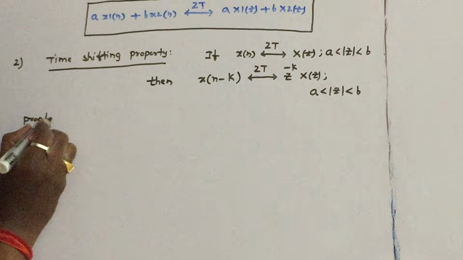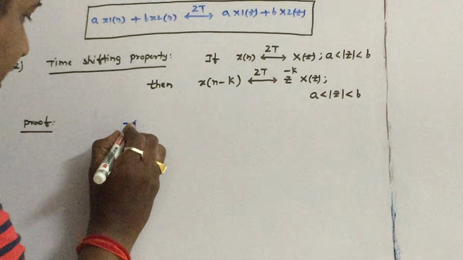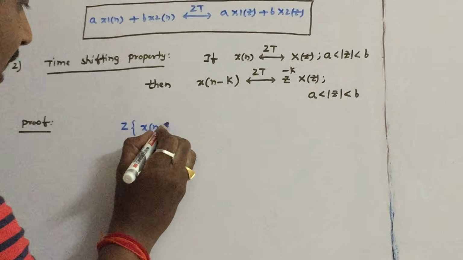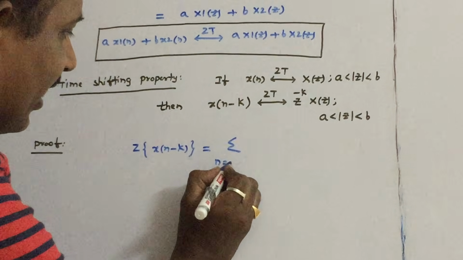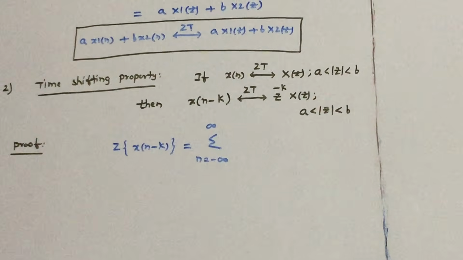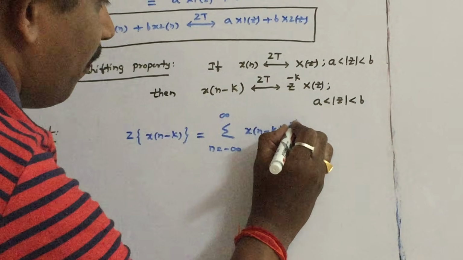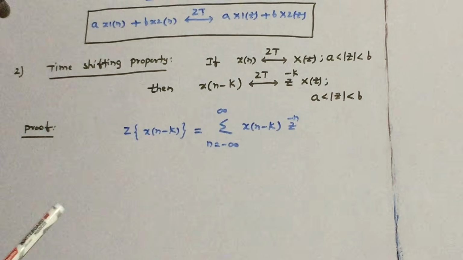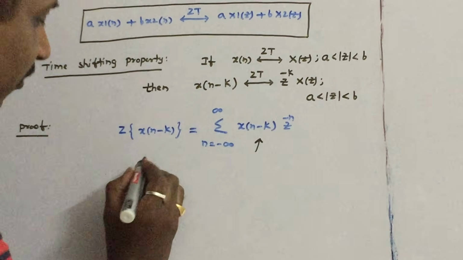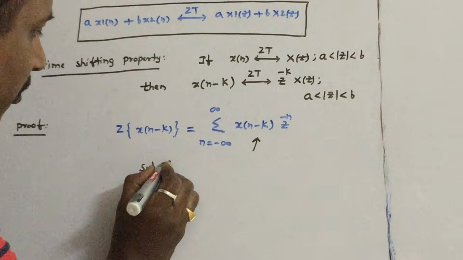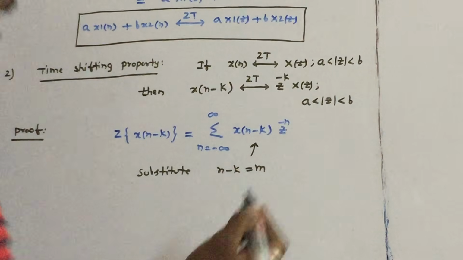Proof. Let us do this very simple proof. So what we want to find out is the Z transform of the time shifted signal x of n minus k. Just substitute in the two-sided Z transform definition: n equal to minus infinity to infinity x of n minus k into z power minus n. So let us substitute n minus k equal to some other variable, let us say m.